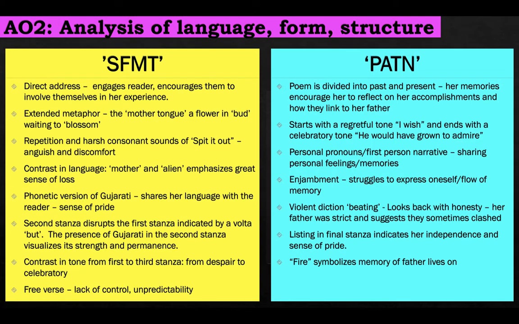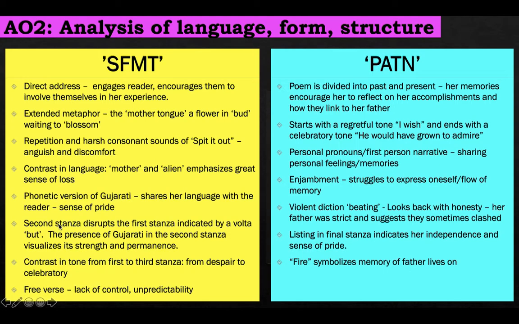Repetition and harsh consonant sounds, for instance, spit it out, shows that anguish and discomfort. That was one thing that the examiner said wasn't really explored with this poem. Contrast in language, for instance, mother and alien, emphasises the great sense of loss for the poet, that she feels like she's lost her mother tongue, something that should be deeply connected with her and her identity.